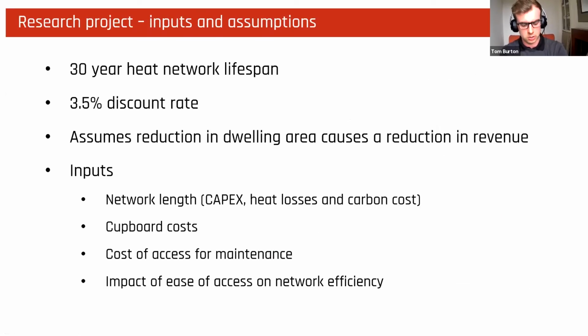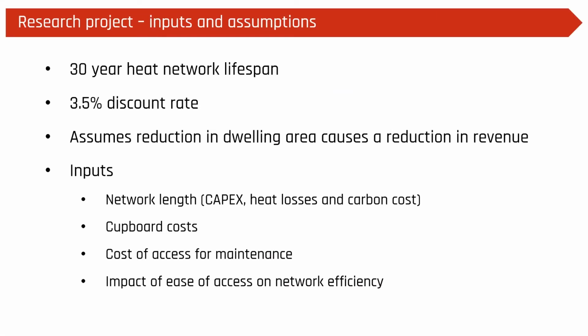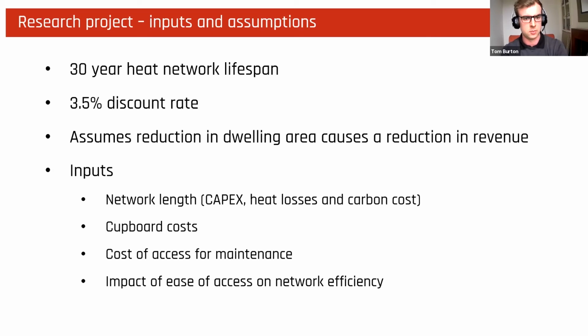So now going on to the research project that I ran. As I mentioned, it's a net present value study, looking at the life cycle costs of externally accessible HIUs and comparing that to the conventional network layout that we saw at the start of this presentation. I did that over 30 years with a 3.5% discount rate, assuming that any reduction in dwelling area would cause a reduction in revenue from sales.